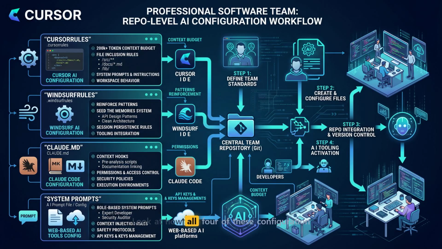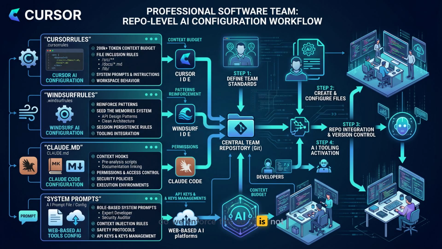Look at how all four of these configuration files flow right into the central box labeled Central Team Repository Gate and the initial step of defining team standards. This is not just automation, it is governance. Each field you see listed under these files is essential for a context-aware workflow. We define it once and the configuration propagates to the entire team.